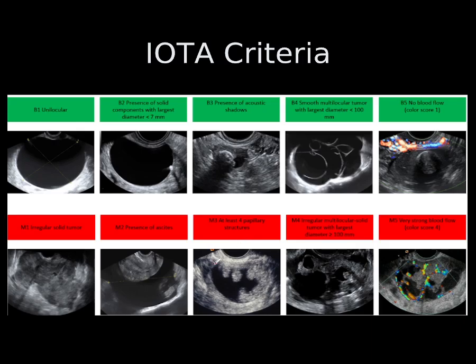So these are the Iota criteria, and here are the benign features. A unilocular cyst, presence of solid components which are small, that's diameter less than 7 millimeters, acoustic shadows, smooth tumour with largest diameter less than 10 centimeters, and colour score 1. So colour score 1 to 4 is a subjective interpretation of the colour flow.